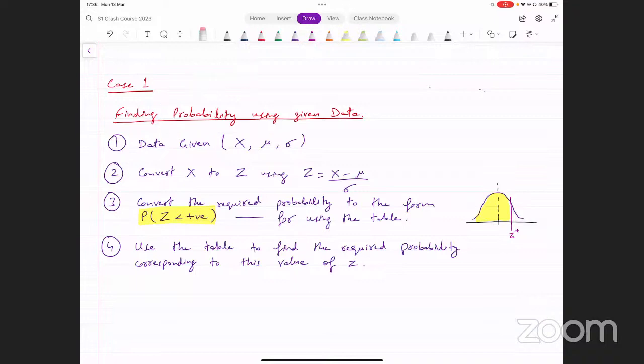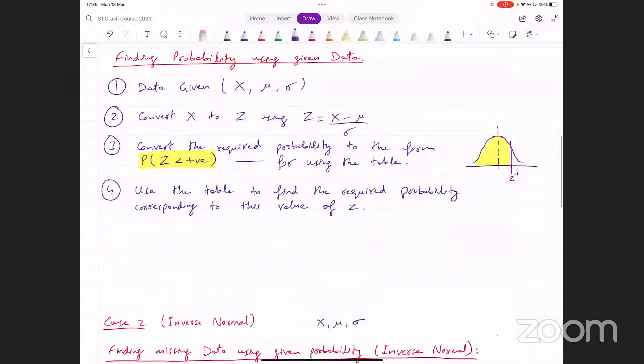Okay. Now, how do you do that? You first convert x to z. That's the first thing you do. You write x in terms of z, and then you convert it to the standard form that you can use the table for probability of z less than something positive, and then you can just use the table to find that probability, and that gives you the result. All right. So that's one idea. That's one type of question that you get in this.